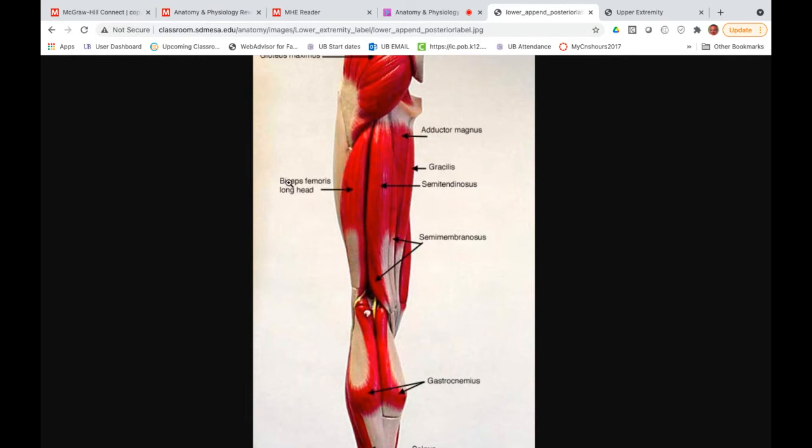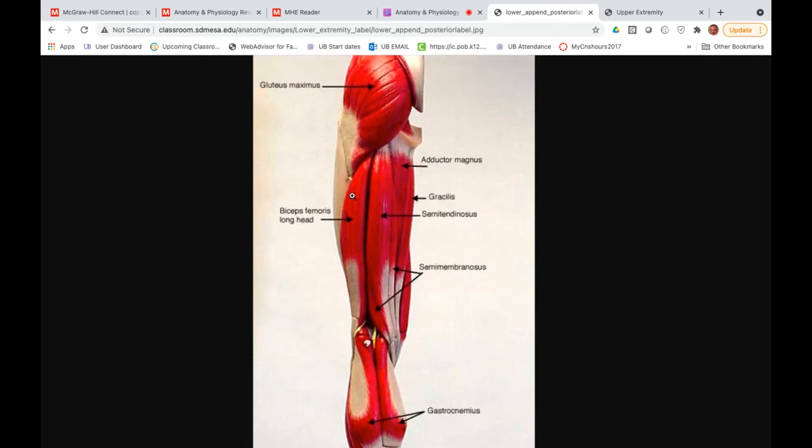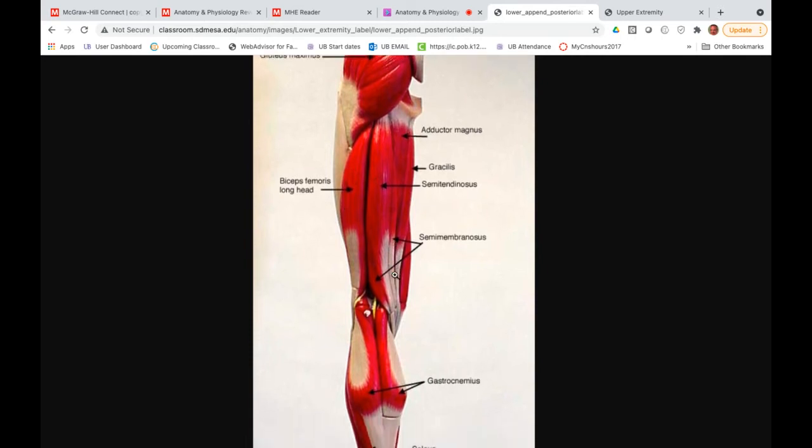Now the term biceps means 2, bi means 2, so there's a short head and a long head. The same thing holds true when you do the upper extremity and you learn about the biceps brachii. There's a short head and a long head of that as well. So what we're seeing here is a long head, the short head is deeper. You can see now a little bit of the gracilis, which is the second longest muscle in the body, and you can see where it inserts.